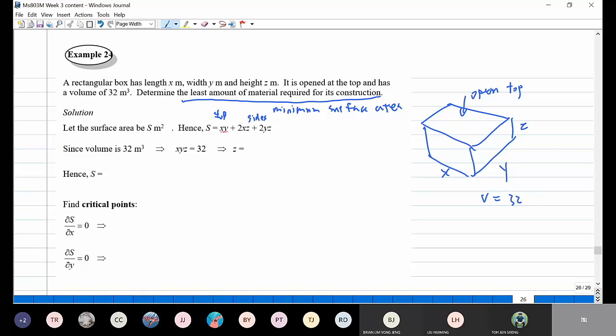So the area depends on three variables, x, y, and z. Very troublesome, three variables, right? We want to reduce it. Fortunately, we know the volume is 32. Volume 32 means what? This is xyz, right? So xyz is 32. That means I can get rid of z now. So z is 32 over xy.